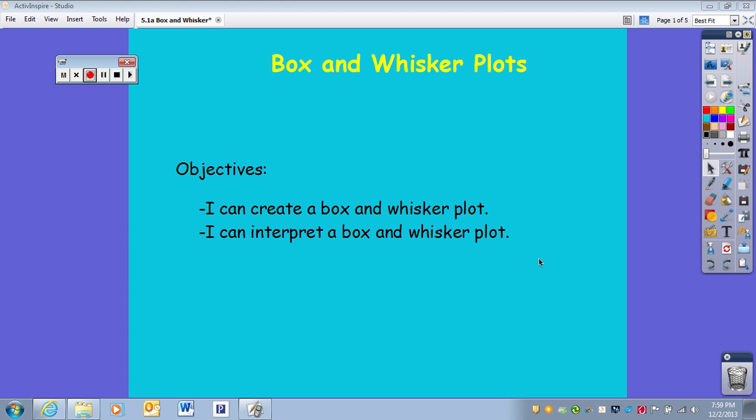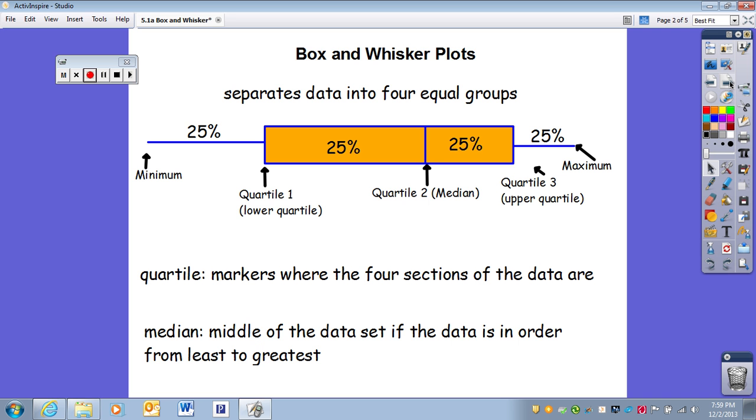In this lesson, we are going to create a box and whisker plot, and we are also going to interpret a box and whisker plot. Box and whisker plots are a way to display data. A box and whisker plot separates data into 4 equal parts.